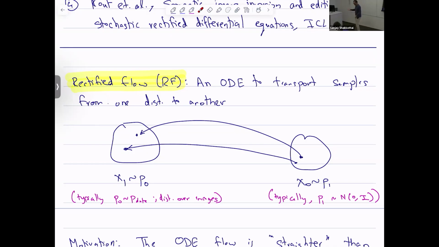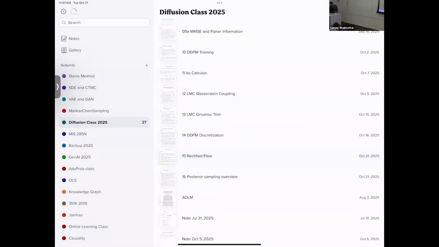We have indeed seen this kind of thing in a different context, which is DDIM. This is what I'm getting to. So let's just step back and recap where we were then.